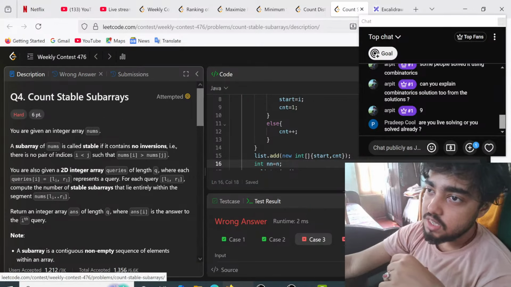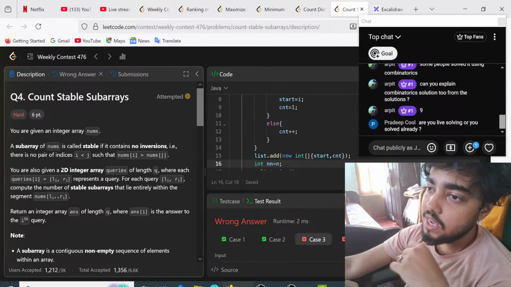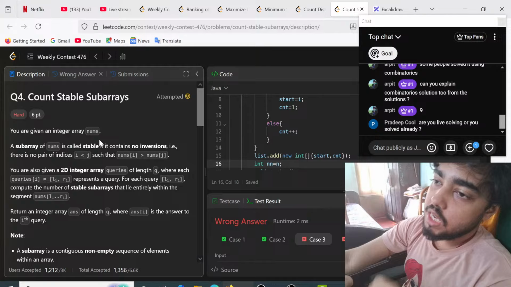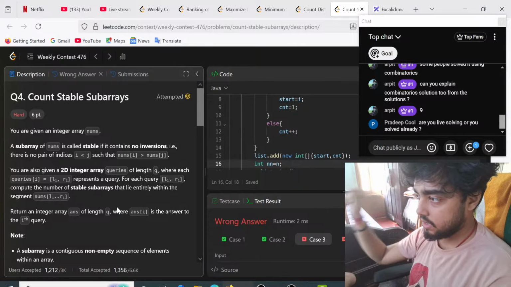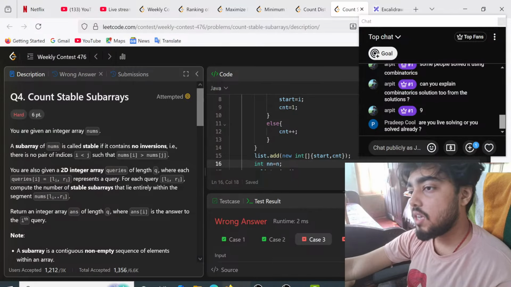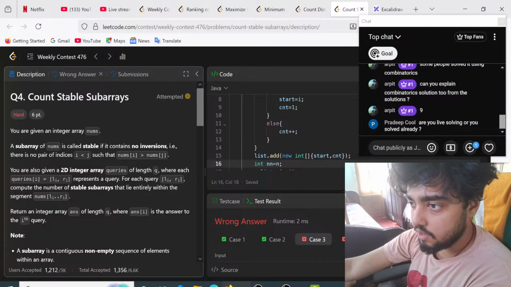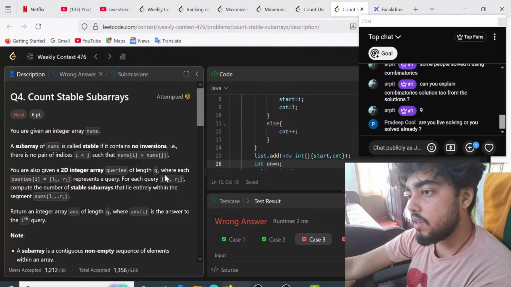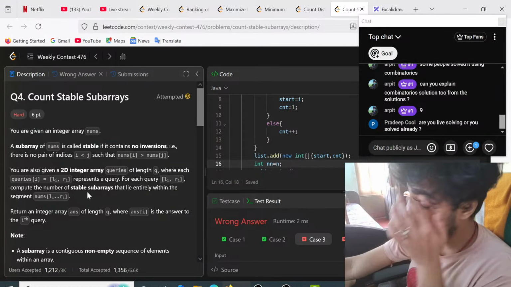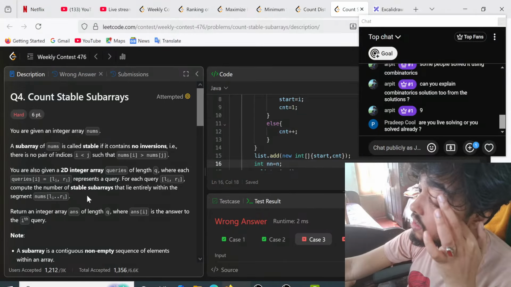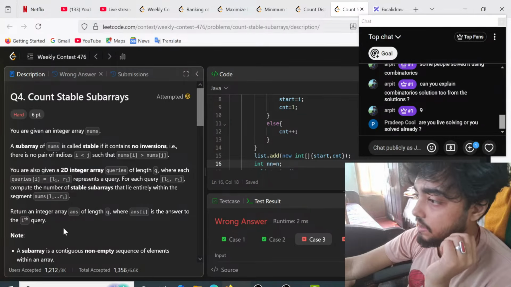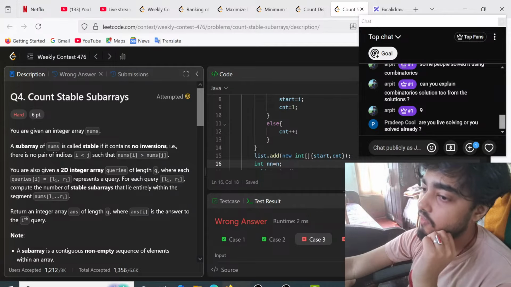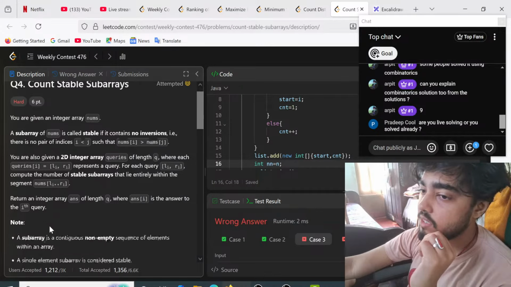So the fourth question is count stable subarrays. You're given an integer array nums. A subarray of nums is called stable if it contains no inversion, which means that it is in strictly non-decreasing order. You're also given a 2D integer array queries, where for each query you're given Li and Ri, and you have to find the number of stable subarrays that lie within that segment. Return an integer array answer of length queries, where answer of i is the answer to the ith query.